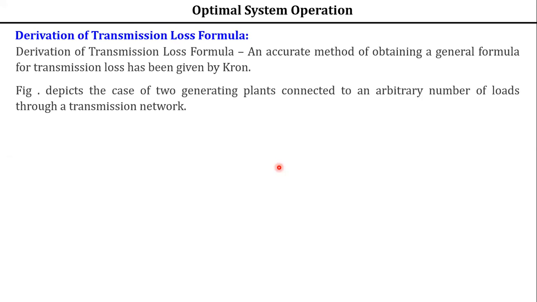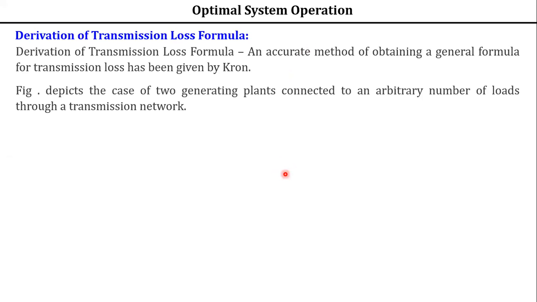So this is the example, two plants but an arbitrary number of loads, with plants and loads connected through a transmission network. Here we are going to consider three cases. One is when only plant 1 is supplying the load current. The other case is when plant 2 alone is supplying the load. The third case is when both the plants are supplying the load. These are the three cases we will be dealing with in today's class.